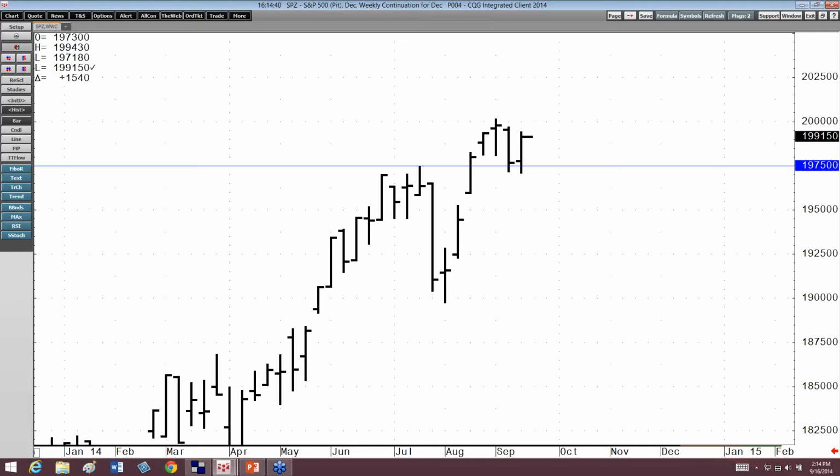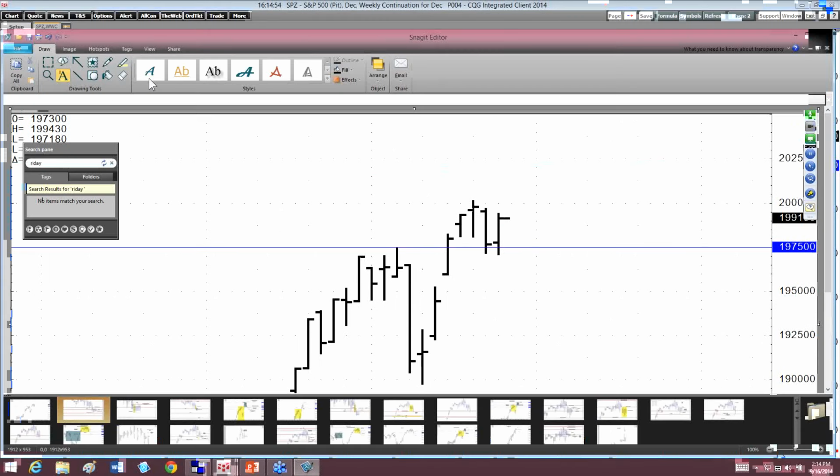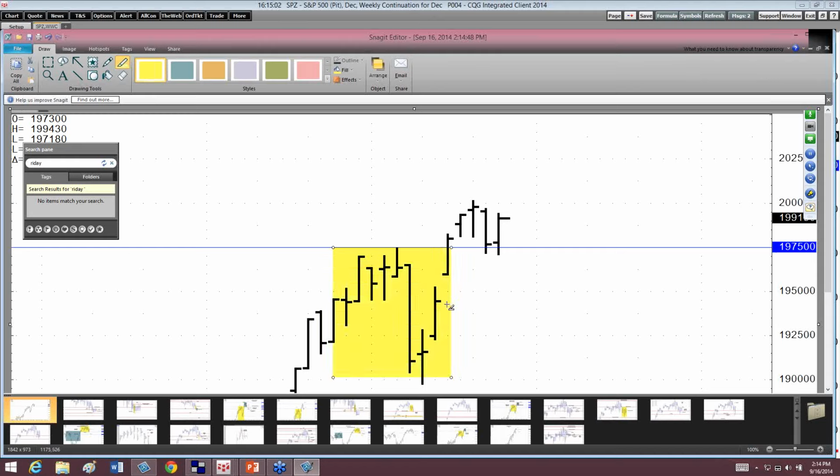I'm going to use Snagit for a second because it allows me to capture this distribution, color it, and make it a little easier on the imagination. So I've got that as the lower distribution, and then I see the upper distribution right here. Now the upper distribution is starting to overlap the lower distribution, which tells me that the market's getting very tired.